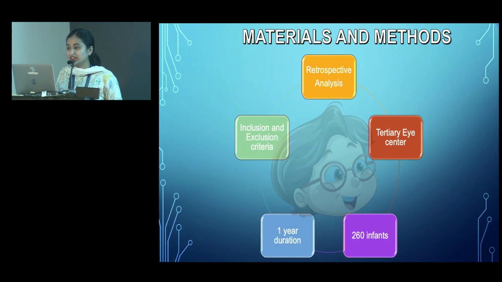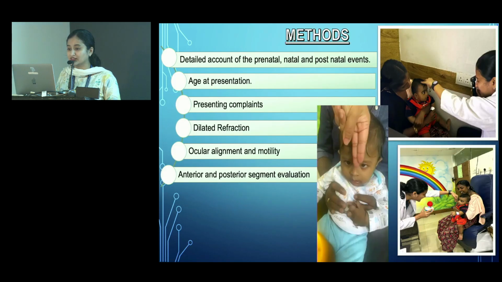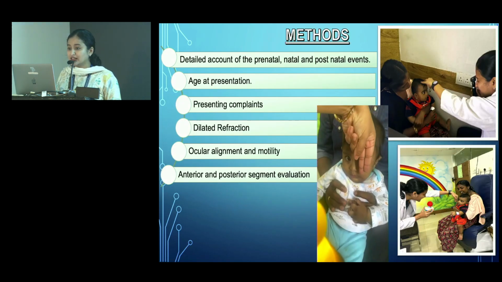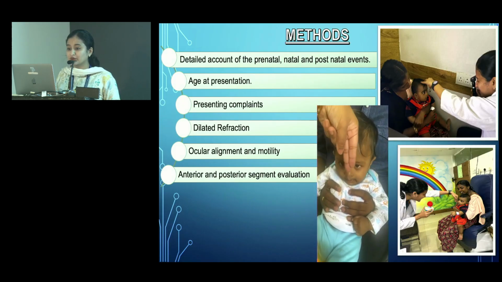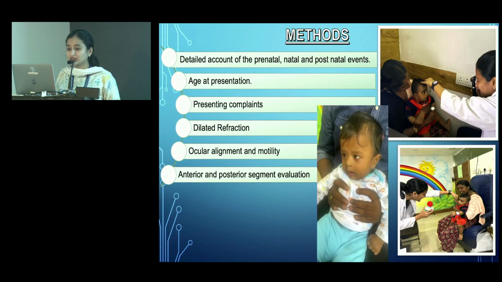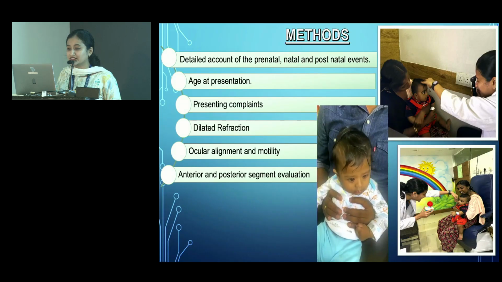factors. Materials and methods. It was a retrospective analysis in a tertiary eye care center, including 260 infants in 1 year duration of time. Inclusion criteria: all infants who underwent comprehensive ocular evaluation. Exclusion criteria: infants with media opacities, prior ocular surgeries. Methods: detailed account of prenatal, natal and postnatal events, age of presentation, presenting complaints, dilated refraction was done, ocular alignment and motility, anterior and posterior segment evaluation.